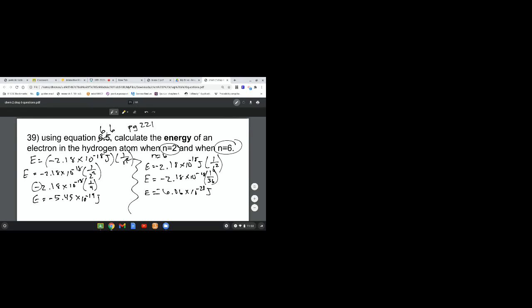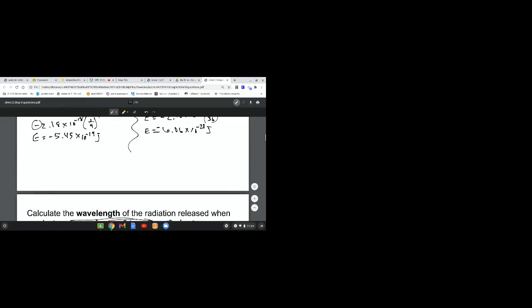Okay. The next question is asking us to use these two numbers and figure out the wavelength when it moves from 6 to 2. So in order to move from 6 to 2, we're going to have a change of energy. The 6 is going to be our initial, while the 2 is our final. So to find that delta E, we're going to subtract those two. Final minus the initial.